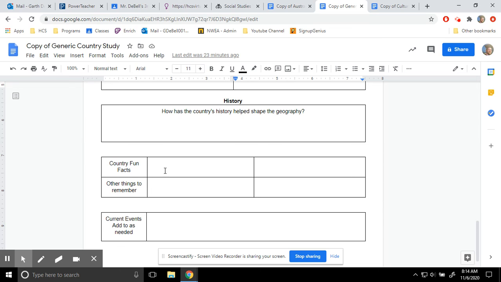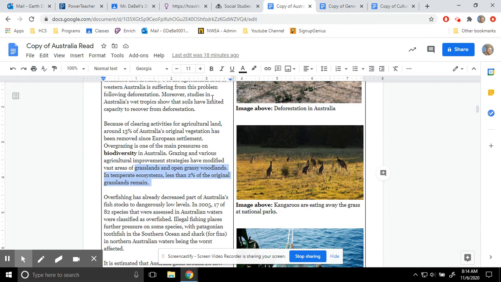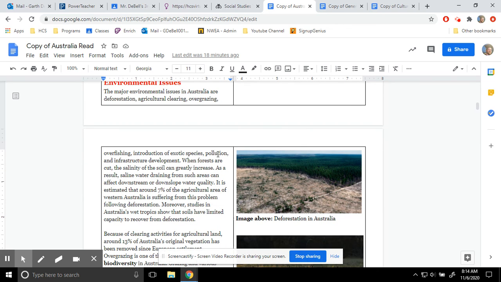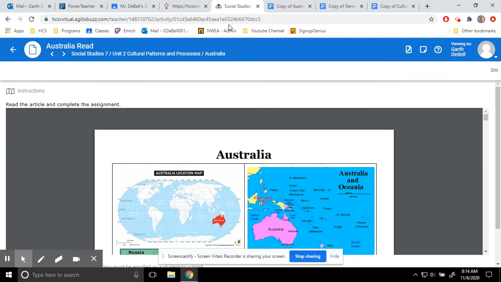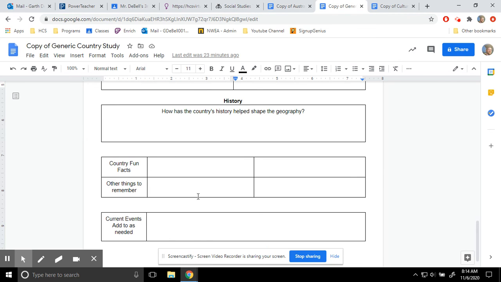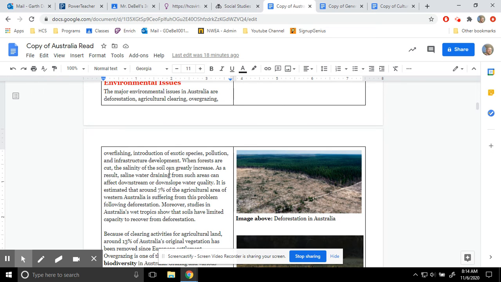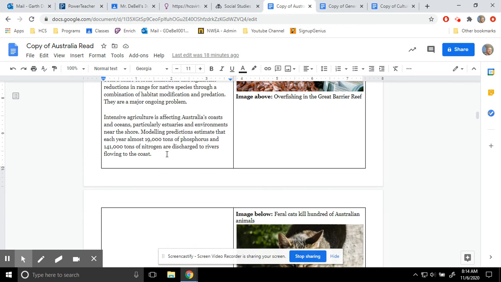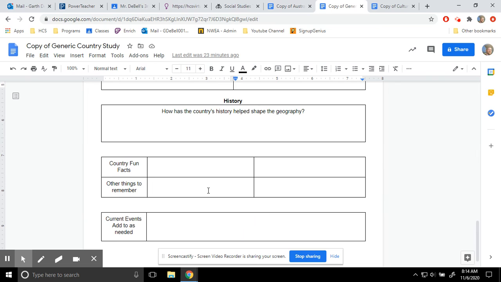Fun facts, that's going to be on you. After you read the read doc, what do you think that you saw that you thought was really interesting, right? And then the next one is other things to remember. So this would be things that you think are important that they didn't really go over, right? And these 4 can be anything, but you've got to have them, all right? That just proves to me that you read the read doc.